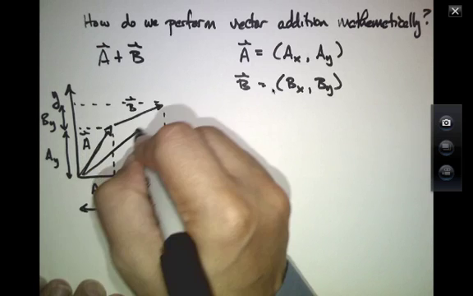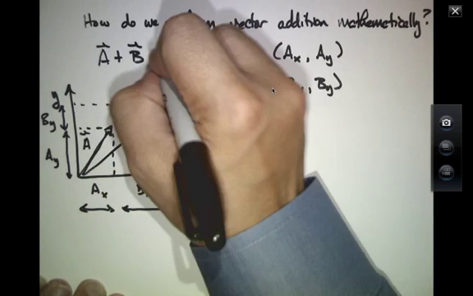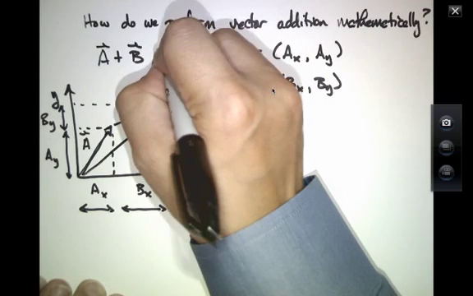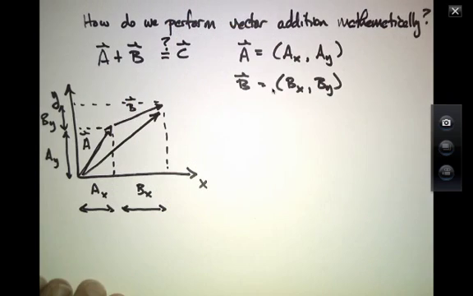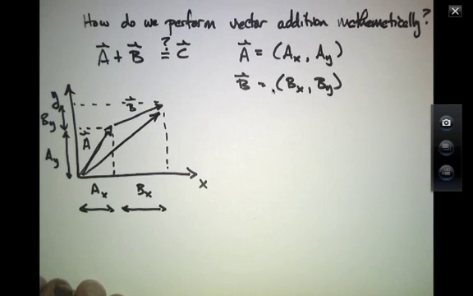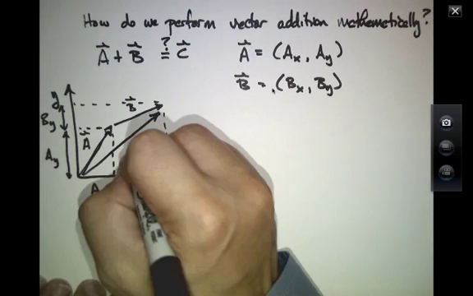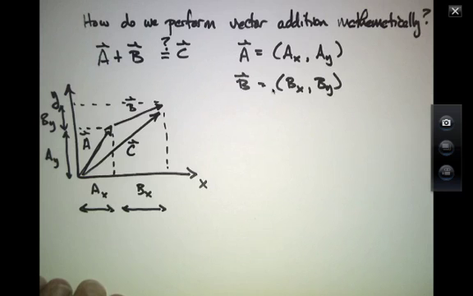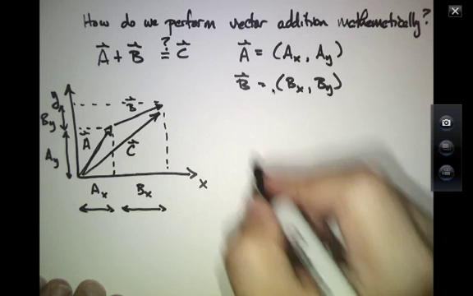So we're looking for a new vector, C, such that it would be the sum of A plus B. And how do we compute the coordinates of C? Because remember, every time we can find an xy pair, then it specifies this new vector.